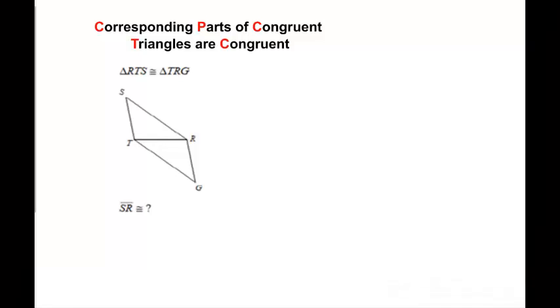Okay, we are ready for another round of proofs. Hopefully you guys are making this. You can see here we've got corresponding parts of congruent triangles are congruent, otherwise known as CPCTC. It's an acronym to help you remember that. Well, what does that even mean? Let me talk you through that. We're going to use this in our proofs today.